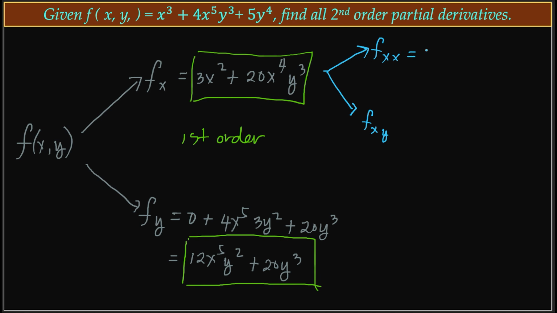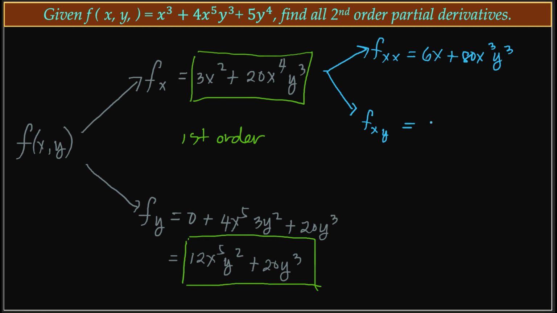That will be equal to 6x plus, that is with respect to x. And here in the next term, the answer will be 4 times 20, so that will be 80x raised to the third power y cubed. Here with respect to y, the first term is 3x squared. We do not have any variable y here, so this will be considered as a constant. And the derivative of this first term will become 0.